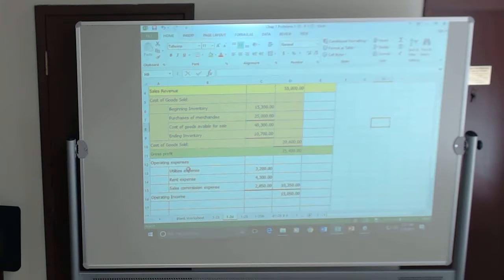Okay? But then they also top it out. You have other expenses. So this is the total of your operating expense. This is outside of the merchandise you have.